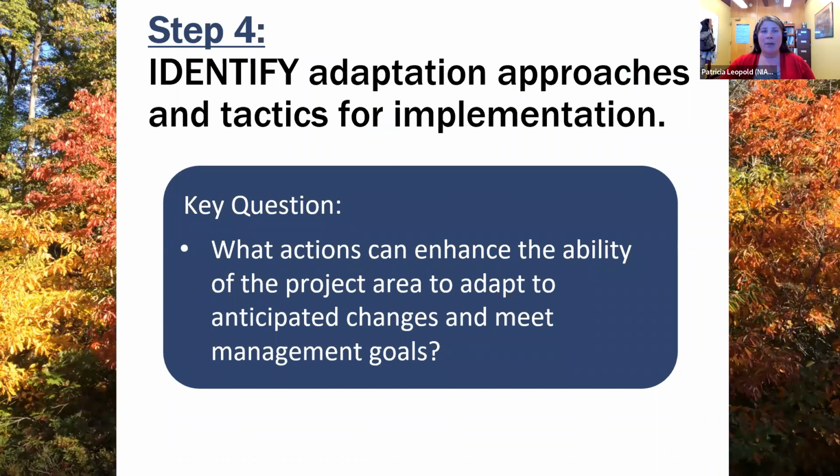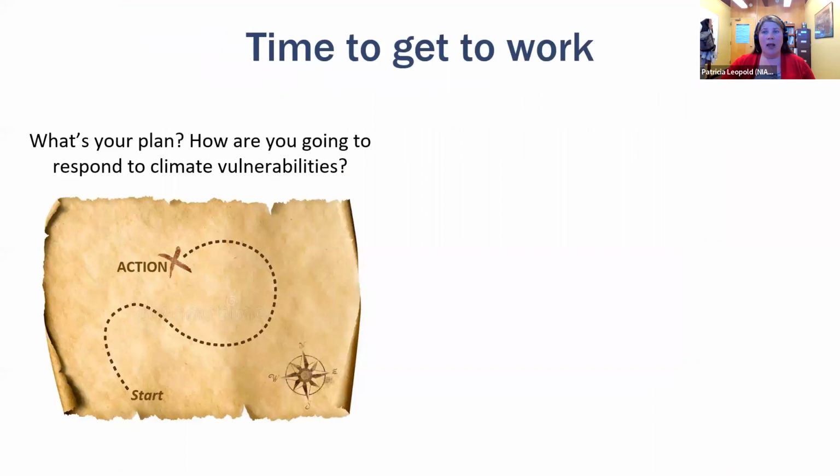And so step 4 asks the key question: what actions can enhance the ability of the project area to adapt to anticipated changes and meet management goals? And so here we're really trying to decide what you're going to do. So what's your plan? How are you going to respond to climate change vulnerabilities?